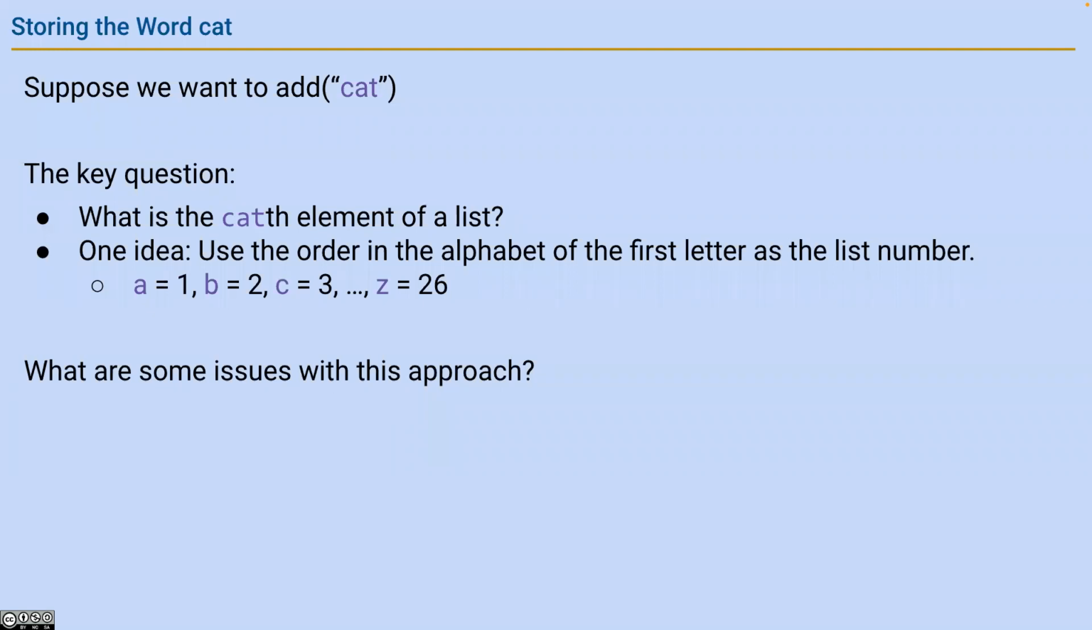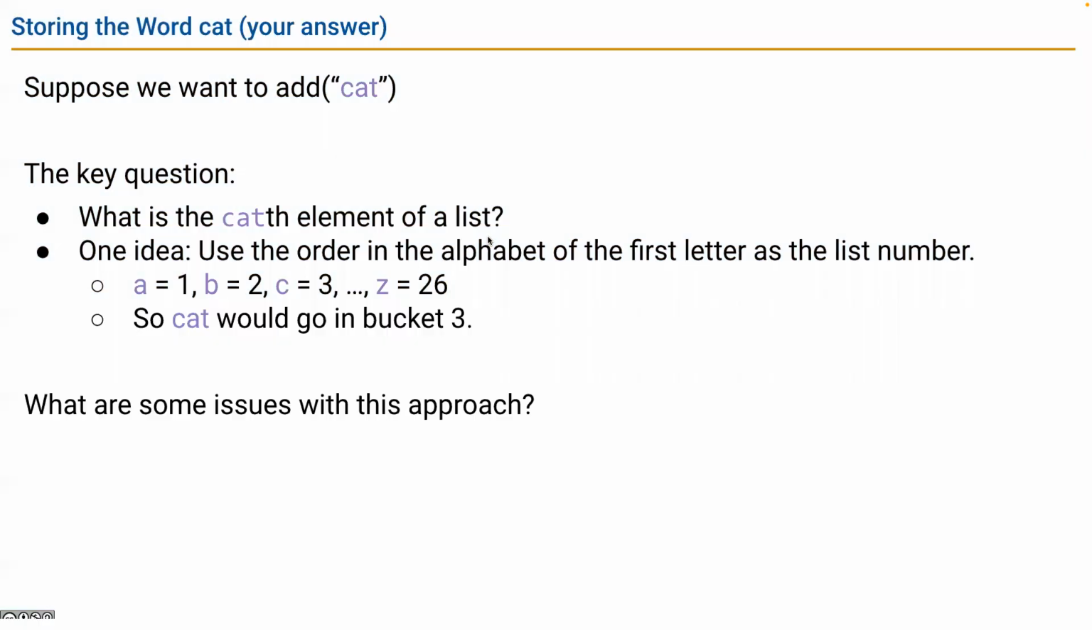If we use the same idea, we have an array of lists. I want to know what is the cat item of a list. One idea that I'll throw out there first, before I give you an open-ended approach, is let's use the order in the alphabet where the first letter is the list number. So for example, cat would go in list number, what, based on this? 3, okay? What are some issues with this idea?